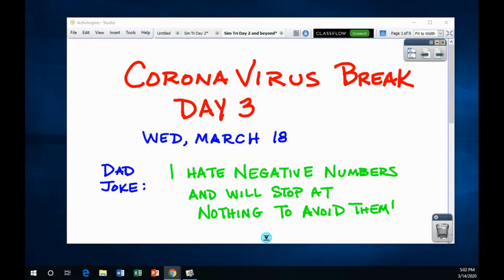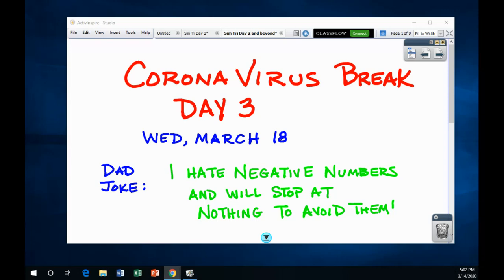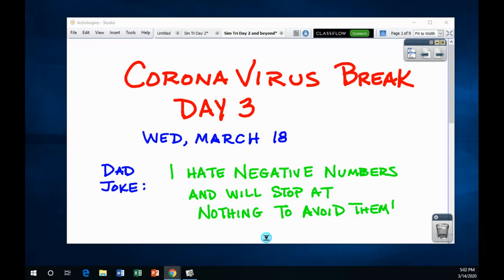Check out my not mathematically correct joke. I hate negative numbers and will stop at nothing to avoid them. It's just a bad joke because nothing and zero are not the same thing in math. Nothing implies an empty set, a set with no members, whereas zero is actually a real number. Although in real life we would say nothing and zero are the same thing, mathematically they are considered different. All right? Who cares? I just killed that dad joke, didn't I?